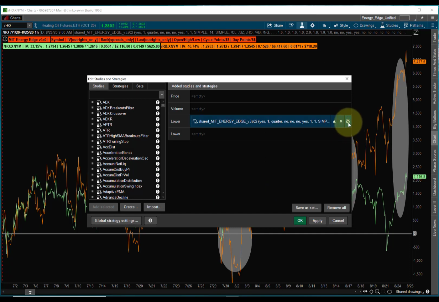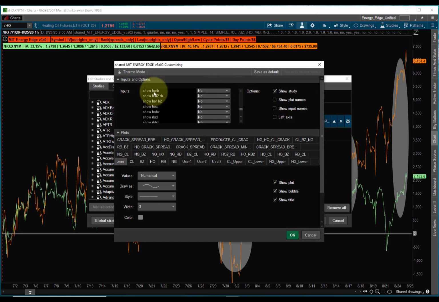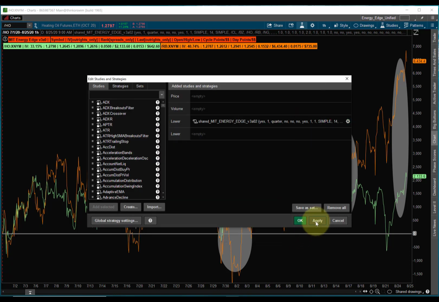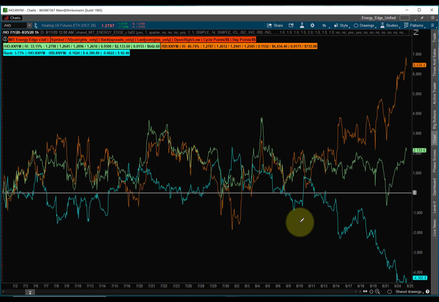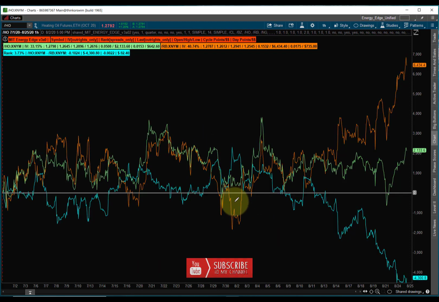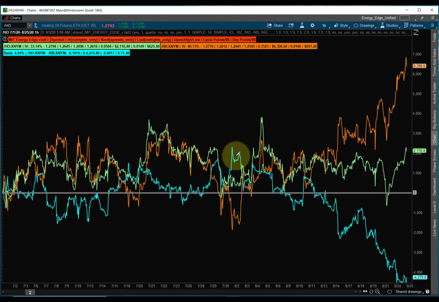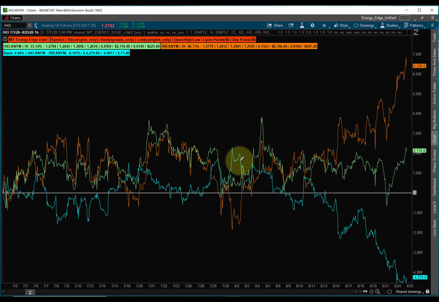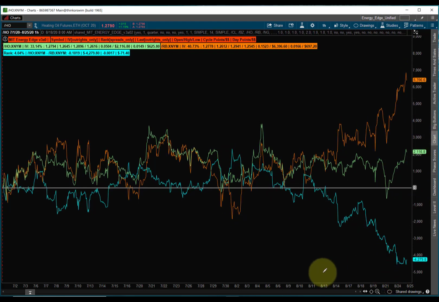Beaker, COG, heating oil RBOB, yes, okay, apply, okay. Green and orange closely correlated. Remember when they broke down here? Look at the blue line. The blue line was getting expensive and then it comes off. Right now, this is absolutely ridiculous. HO RBOB is significantly cheap relative to the outright contracts.